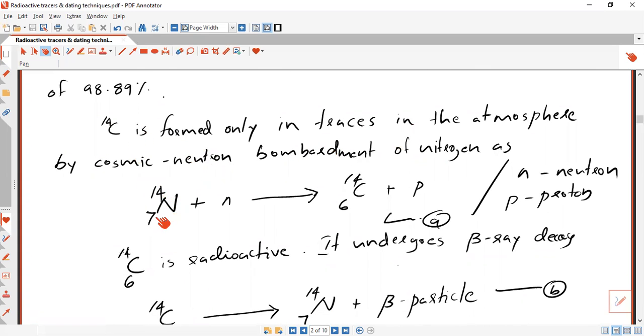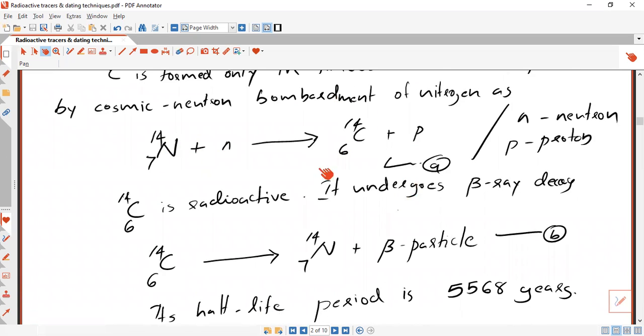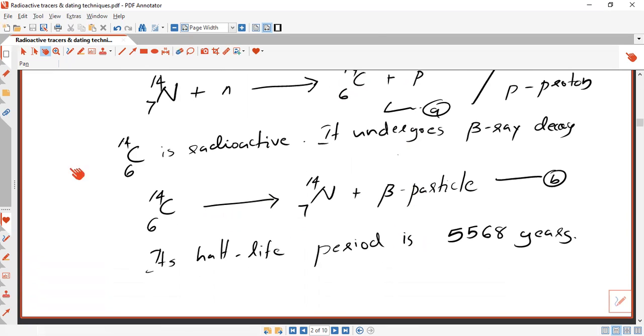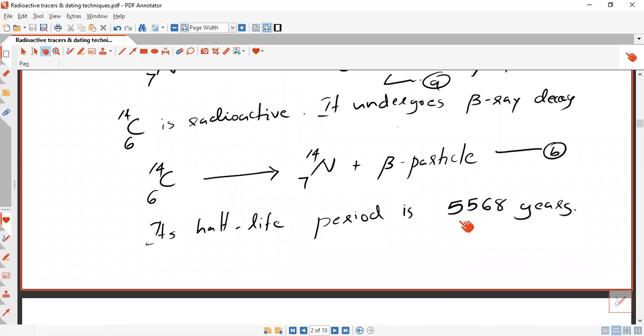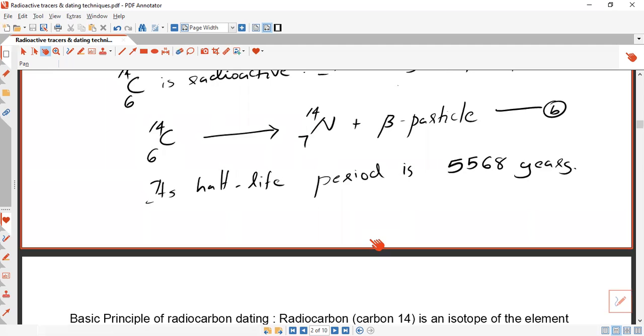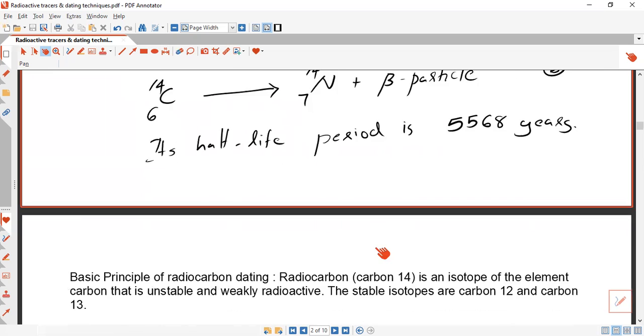That is, nitrogen-14 (7N14), when bombarded with a neutron, gives C-14 (6C14) plus a proton. Since this is radioactive in nature, it undergoes beta decay. That is, 6C14 gives 7N14 plus a beta particle, and C-14 has a half-life of 5,568 years. Based on this principle, we can find the age of a material.